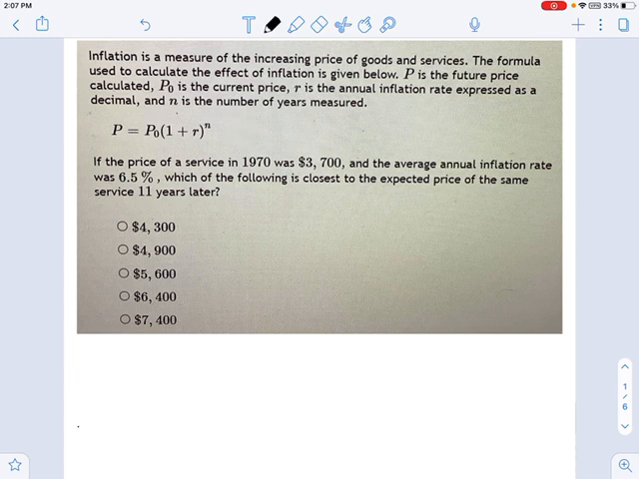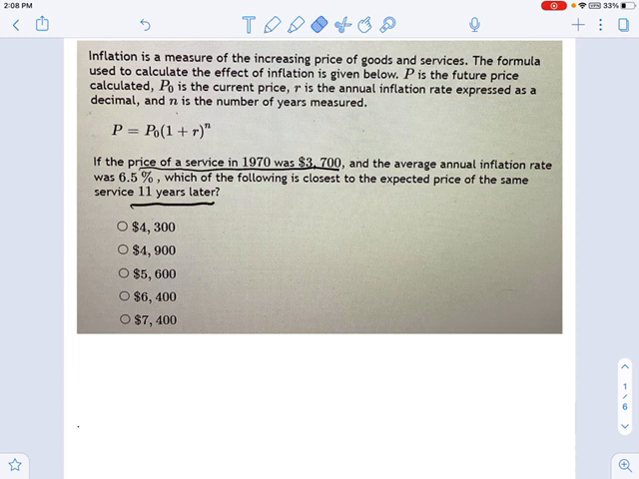So take a look at what we're given here. Price of a service in 1970 is $3,700. Okay, so that was a while ago, and the average annual inflation rate was 6.5%. Which of the following is closest to the expected price of the same service? And here's the key word, 11 years later.